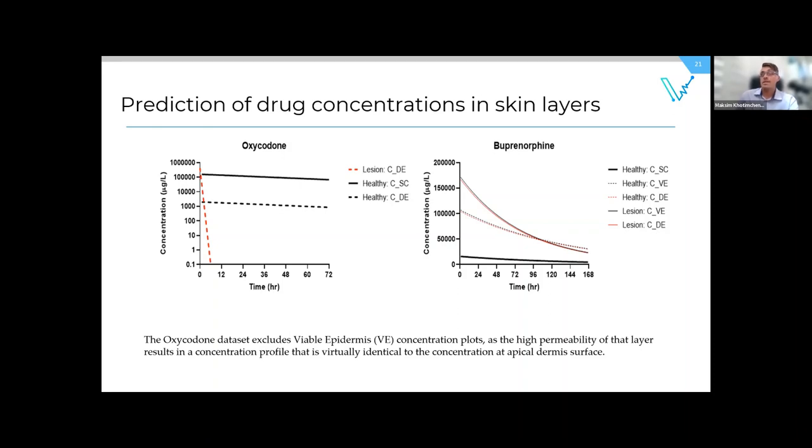So buprenorphine doesn't stop at the stratum corneum, and usually it goes through the skin layers regardless of the lesion of the stratum corneum. The concentrations in viable epidermis and dermis are almost the same in normal skin or in skin where the stratum corneum is removed. So that can show that buprenorphine would be much more effective and much safer for patients with skin lesions that may be associated with problems with the stratum corneum.